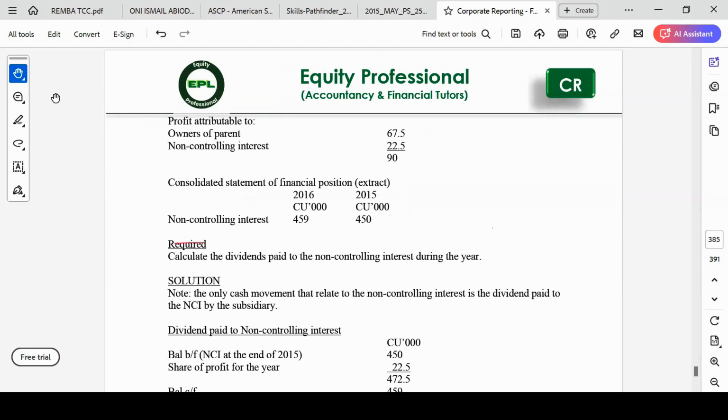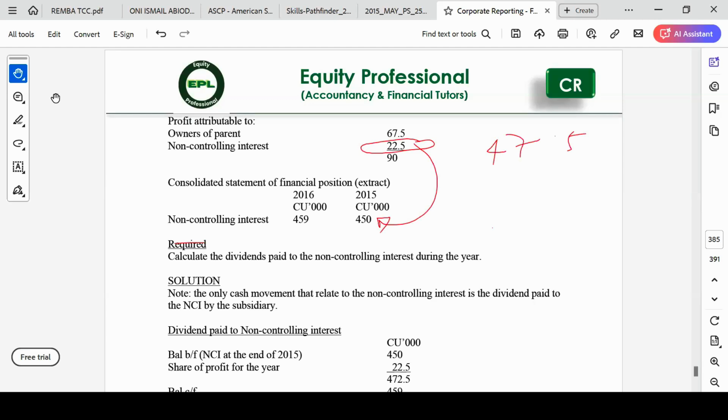Now, the consolidated statement of financial position extract shows you the balance brought forward. In 2015, we closed with 450. In 2016, it is 459. So the question you should be asking yourself, how come NCI got 22.5? If you pay attention to it, what was attributed to NCI is 22.5. That should be an addition to this 450.